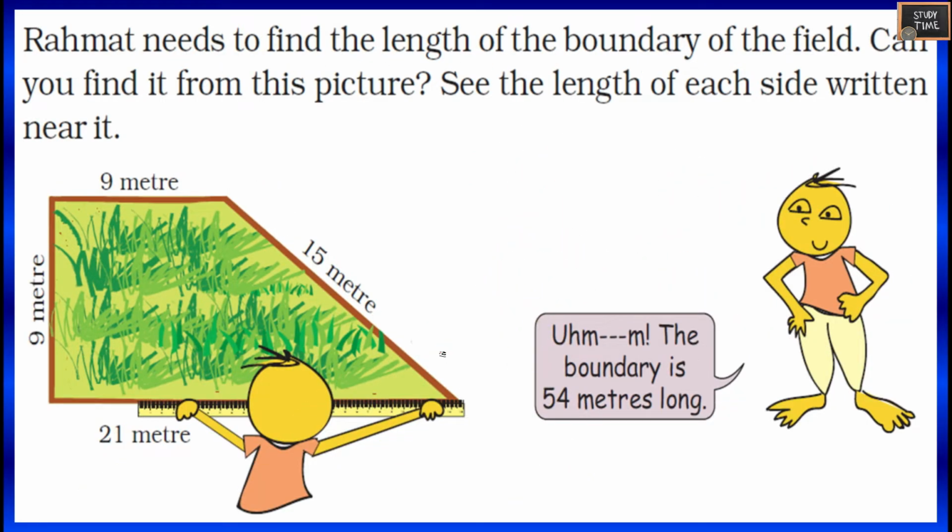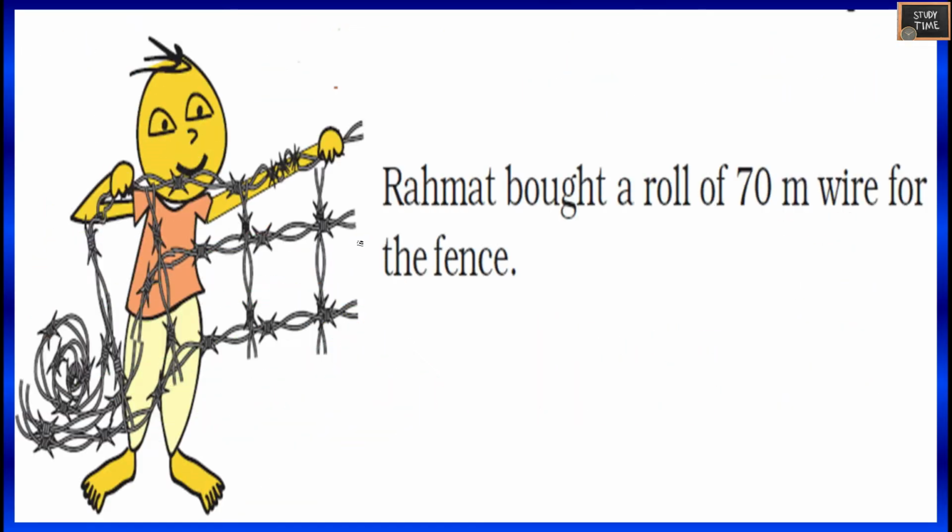Rahmat needs to find the length of the boundary of the field. Can you find it from this picture? See the length of each side written near it. So this is his field. He has measured and written the length of each side. So 9 meter here, 9 meter, 21 meter here and 15 meter. So he says the boundary is 54 meters long.